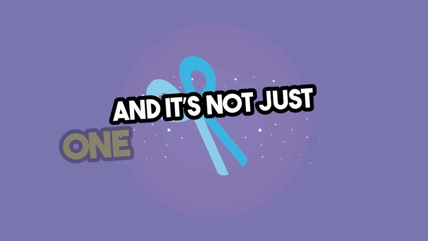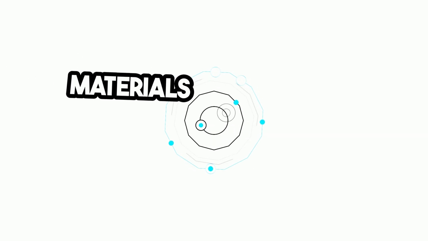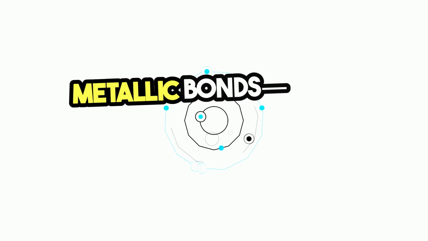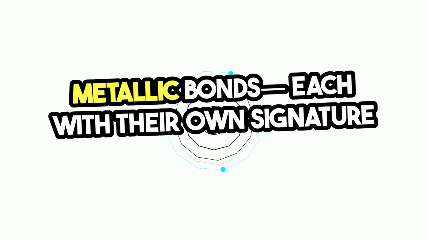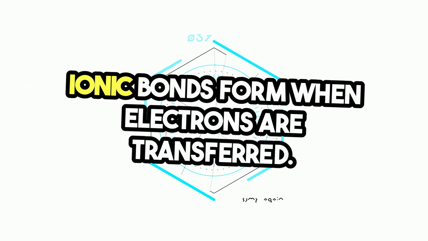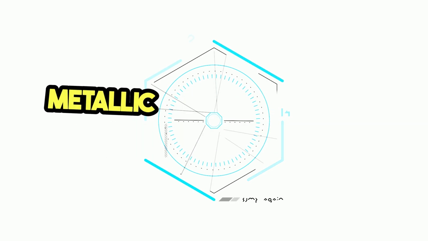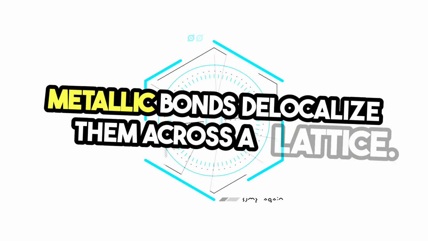And it's not just one type of bond. Materials rely on ionic bonds, covalent bonds, and metallic bonds, each with their own signature behavior. Ionic bonds form when electrons are transferred. Covalent bonds share electrons. Metallic bonds delocalize them across a lattice.